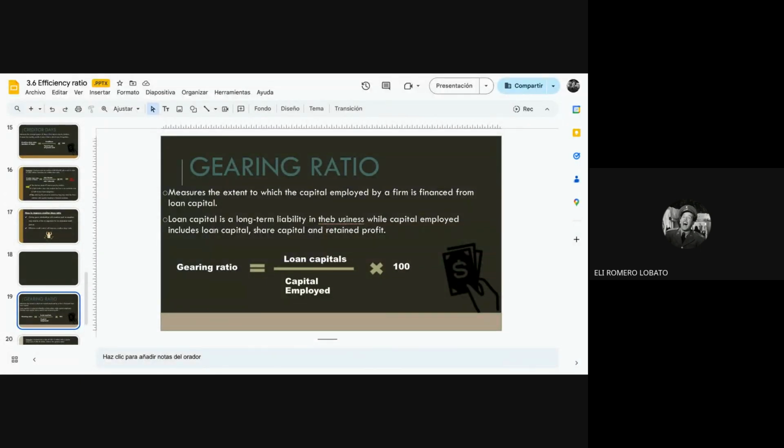Why? Because this specific formula is going to help the enterprise to measure the extent to which an organization is financed by external sources of finance. That's the main purpose. It is loan capital expressed as a percentage of the enterprise's total capital employed.